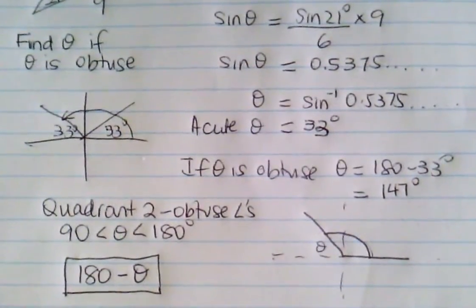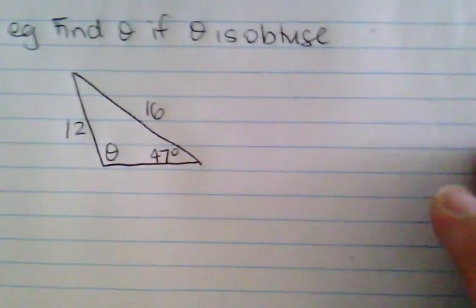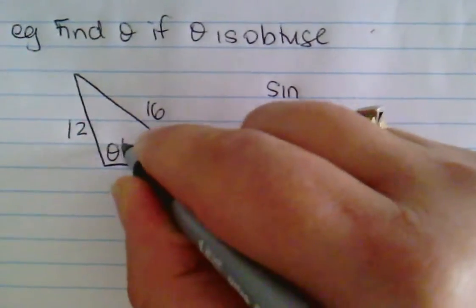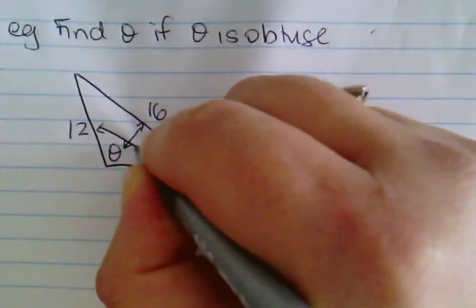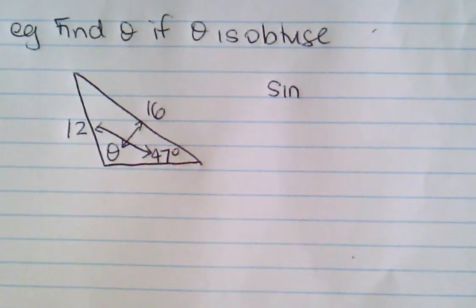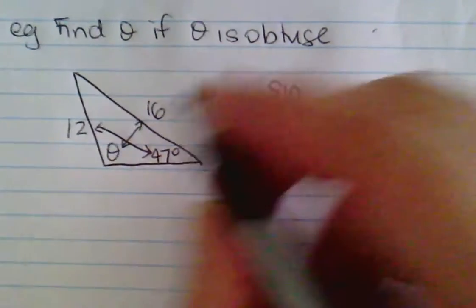I'm going to do another one. So here, again, find theta if theta is obtuse. So let's look for our opposites. It's only for the sine rule, girls. This is not for the cosine rule, okay? Because cos is negative in quadrant 2, all right? So what do I do?